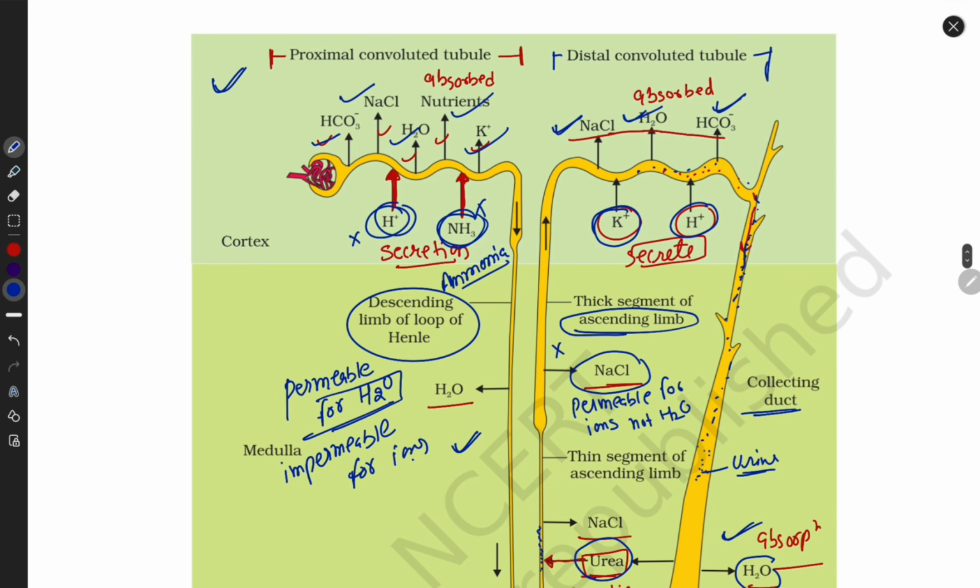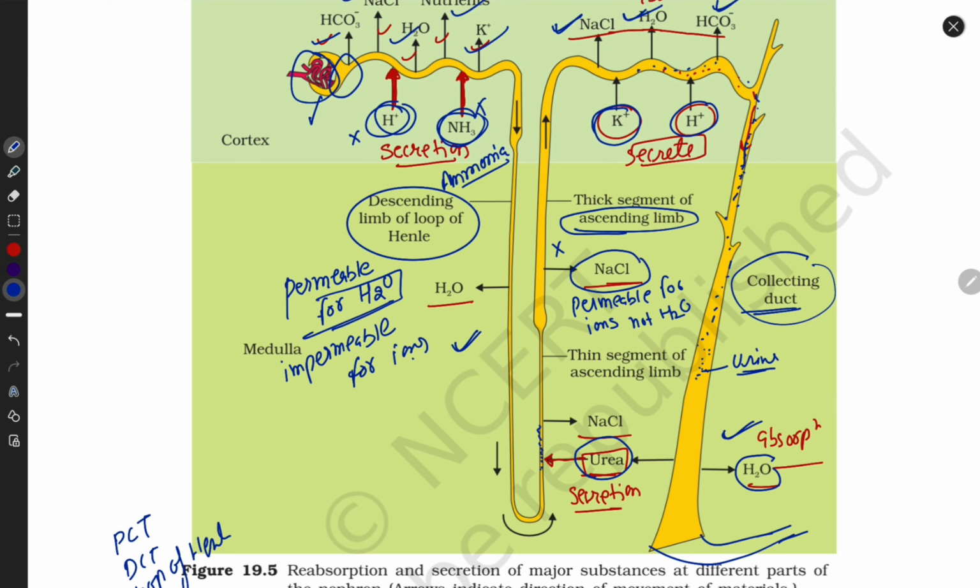This is all about the functions of the tubular part. We already studied glomerulus and Bowman's capsule, how they both function. They do filtration. The tubular part does absorption. And the collecting duct absorbs as well as excretes.